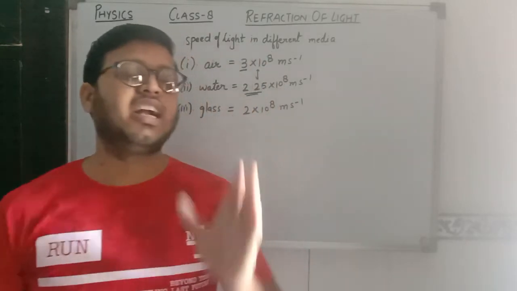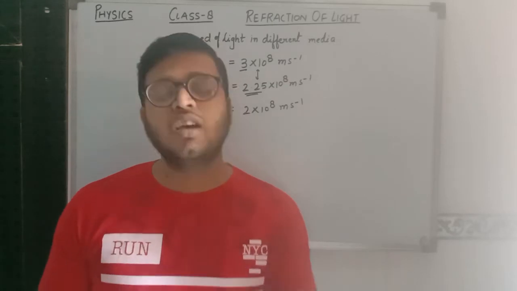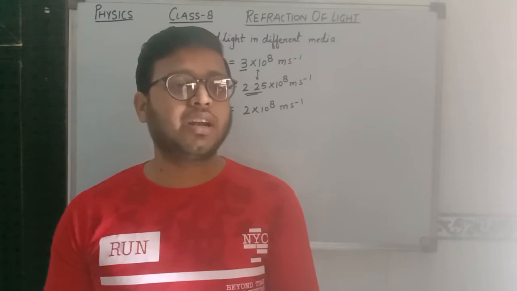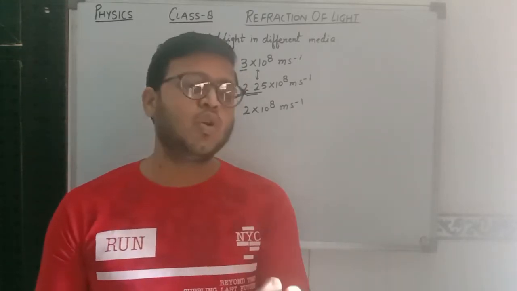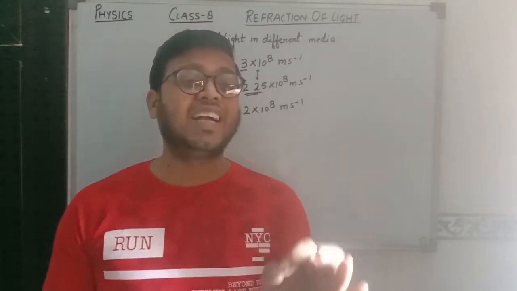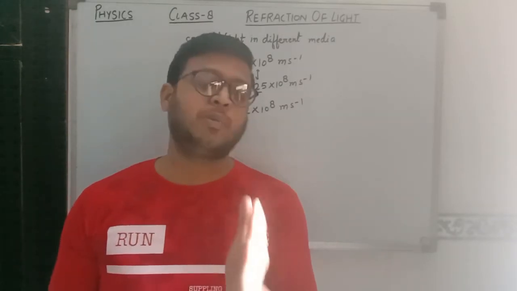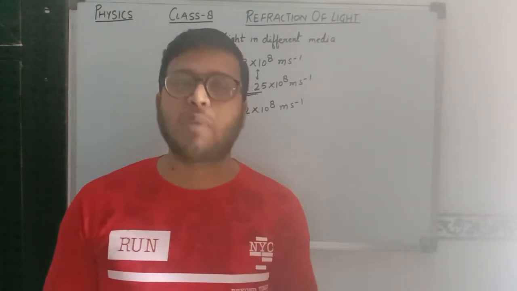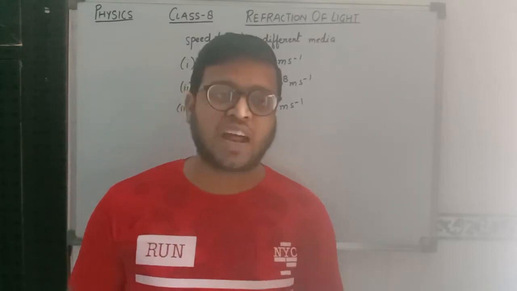So basically the definition of refraction of light can be written as: when the light ray passes from one optically rarer medium to any other optically denser medium. Or if you don't want to write the words rarer or denser, then you can write: if a light ray passes from one medium to another of different optical density, then it bends from its path. This phenomenon or property of light is called refraction of light.